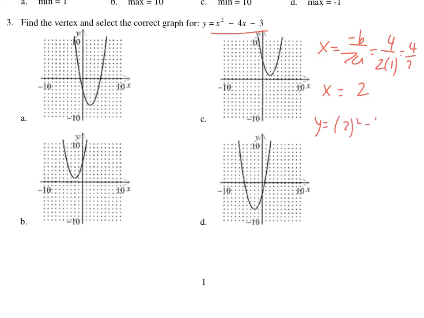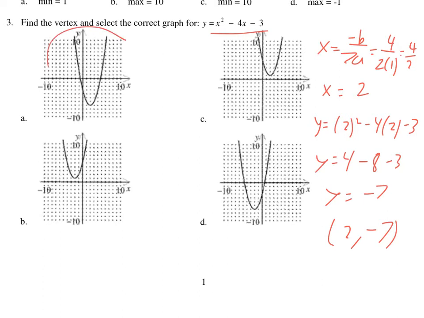So we got 2 squared minus 4 times 2 minus 3. So 2 squared is 4 minus 8 minus 3, and so that's negative 7. So my vertex here is 2, negative 7, and so it looks like the only one that's going to work here is A, because this vertex you can see right there is at 2, negative 7.